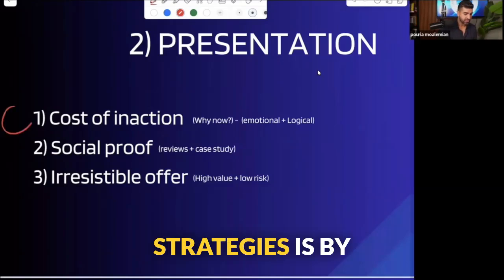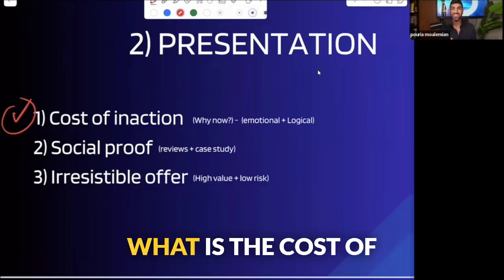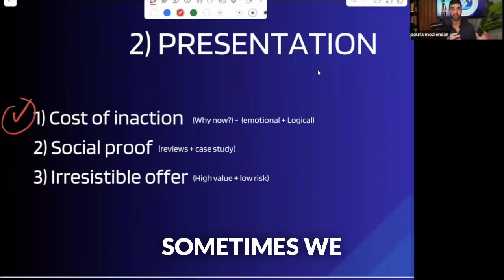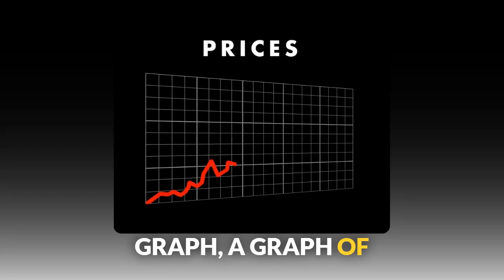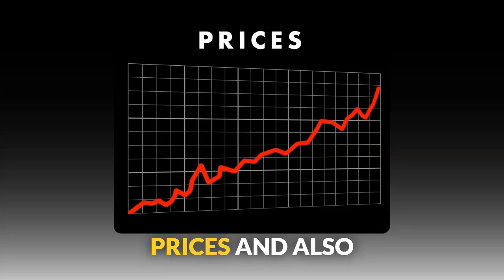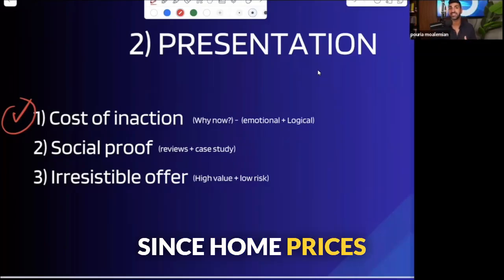One of the strategies is bringing up the cost of inaction. What is the cost of not taking action? The way we do this is, for example, sometimes we show people a graph of the last 40 years of home buying history, home prices, and also the interest rate. We show people that anytime the interest rate comes down, home prices go up. If you can afford it, today is the best time to take action and buy a home, since home prices haven't increased more.